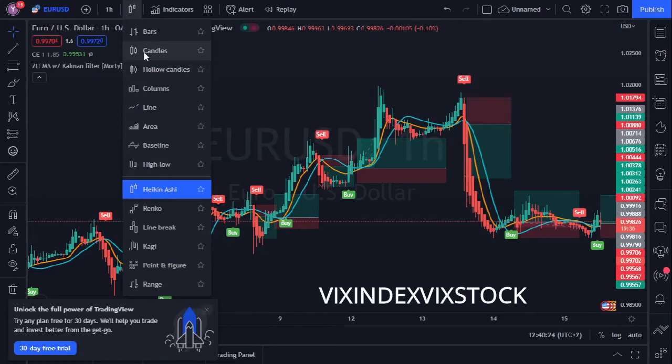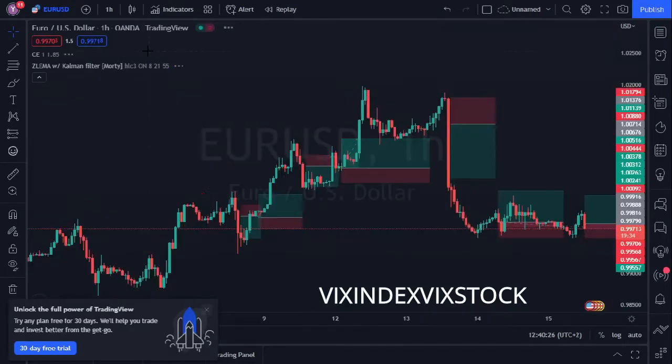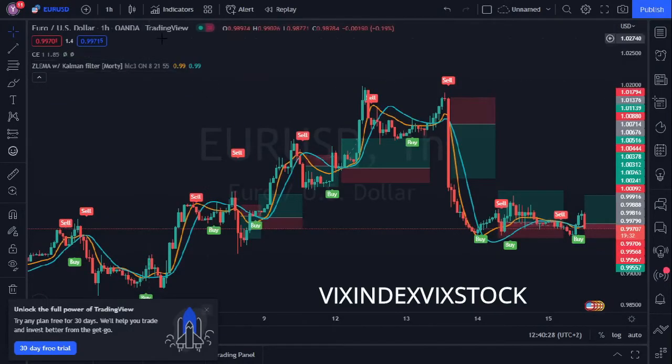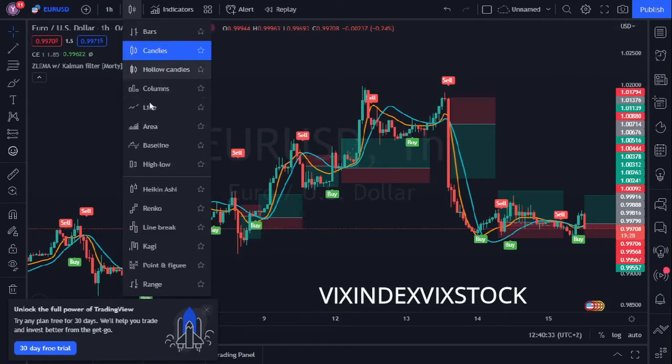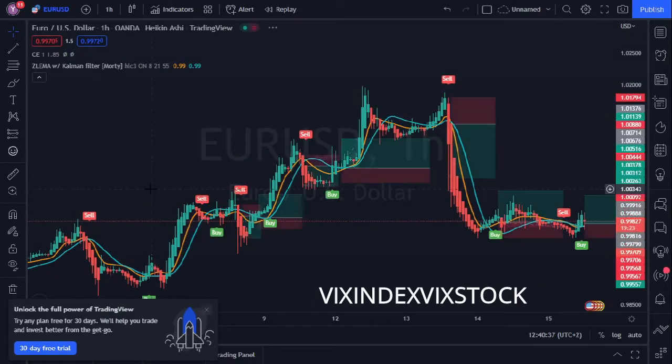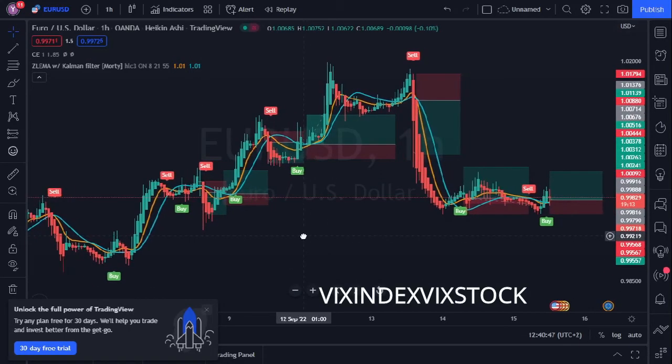Then crucial to making this complete is the candles. I'm not using the normal candles. Those are the normal candles. I'm using the Heiken Ashi candles, one of my favorite candles. Where's the Heiken Ashi? Here's the Heiken Ashi, one of my favorite candlesticks to use on any chart because they filter out the noise, in my opinion. So that's how you can use this system.